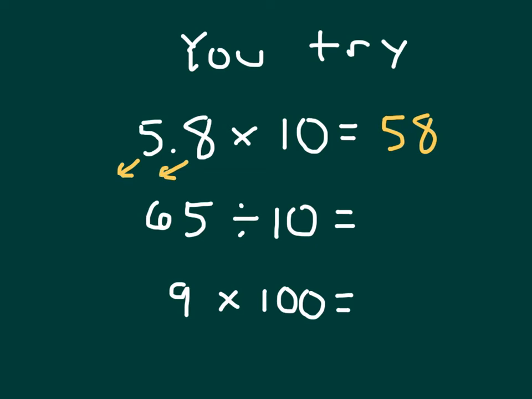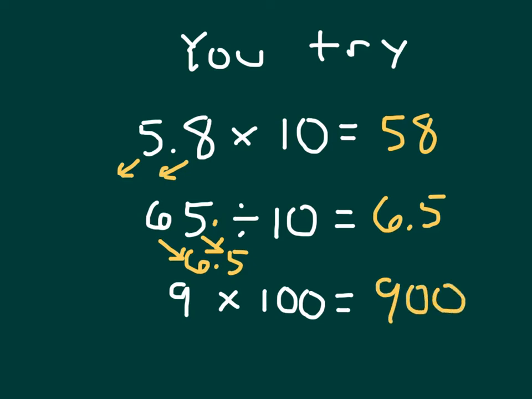65 divided by 10. 10 divided by 10 is 1. That way 6 tens, or 60 divided by 10, is 6. That's why that goes there. We got the 5 right here. And the decimal point comes straight down. So we have 6.5, or 6 and 5/10. 9 hundredths times 100 is written as 9. How'd you do? We'll keep working on it.